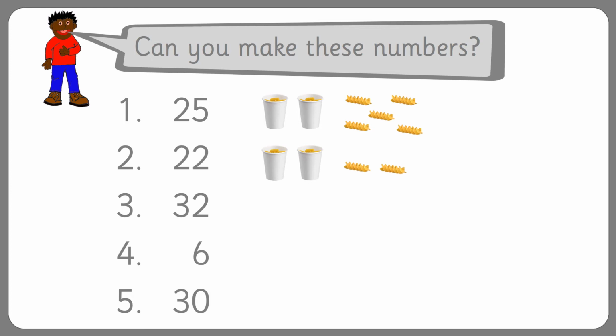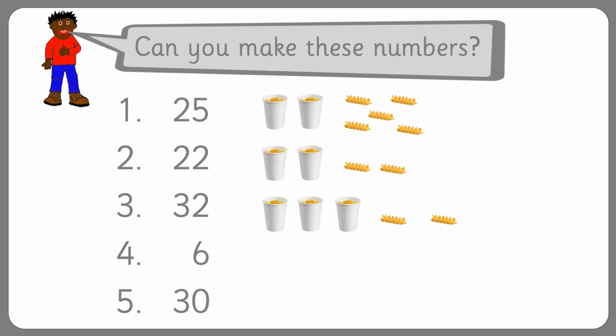Now the next one was 32, and I spotted that for 22 I already had 2 1s, I had 2 10s, and I needed one more 10 because 30 is 10 more than 20. So all I had to do is to get one more cup of 10s. So I had 3 10s and 2 1s.